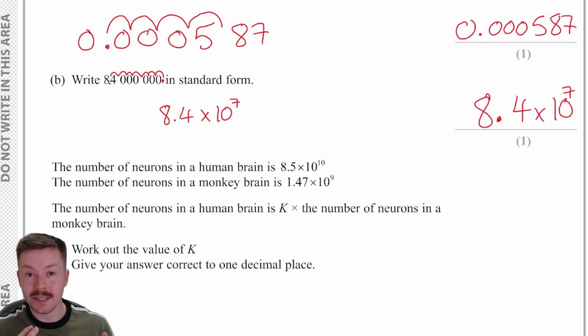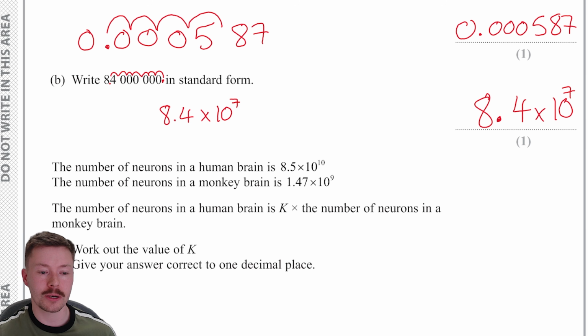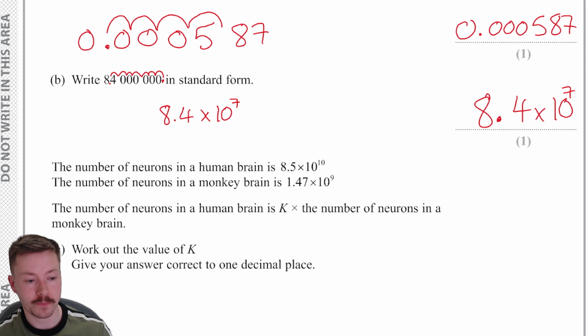Next question is again about standard form. So it's saying the number of neurons in a human brain is 8.5 times 10 to the power of 10. The number of neurons in a monkey brain is 1.47 times 10 to the power of 9. The number of neurons in a human brain is k times the number of neurons in a monkey brain. So we essentially need to work out what you multiply the number of neurons in a monkey brain by to get the number of neurons in a human brain. Work out the value of k.